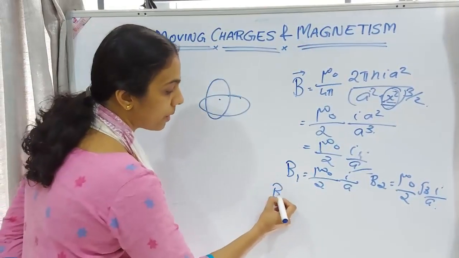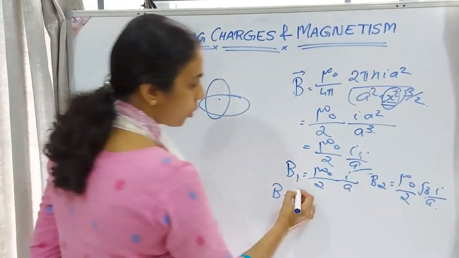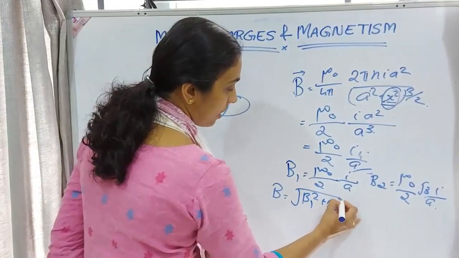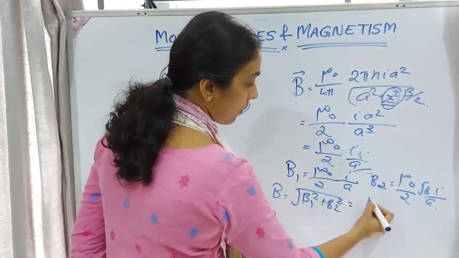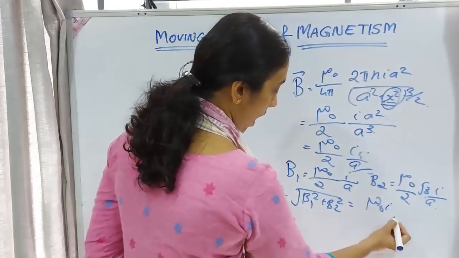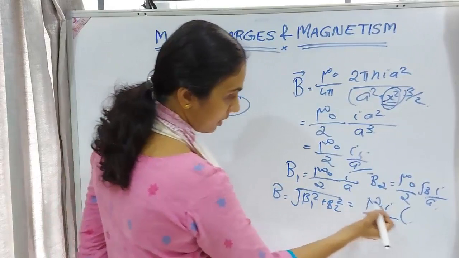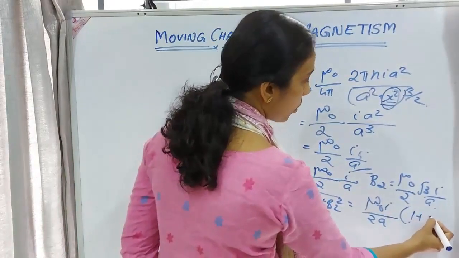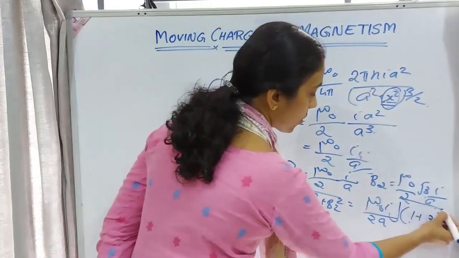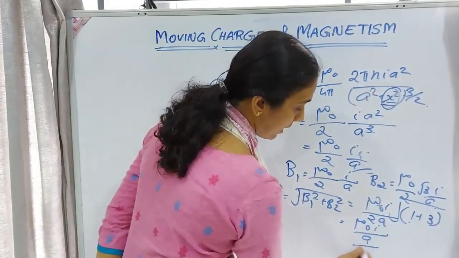Now B will be equal to root of B1 square plus B2 square. Taking mu 0 I by 2A out of the root, inside we get 1 plus root 3 the whole square, which is 3 in total under the root. Then we take the square root, and we get mu 0 I by A.